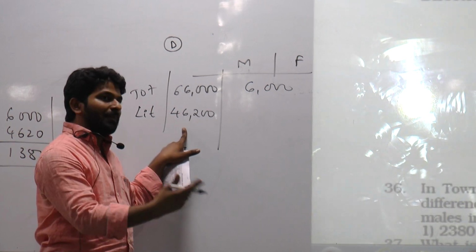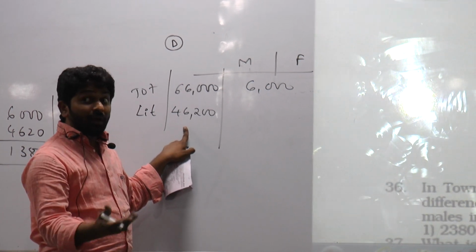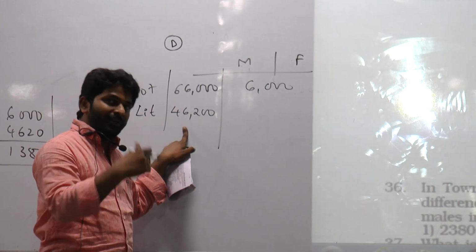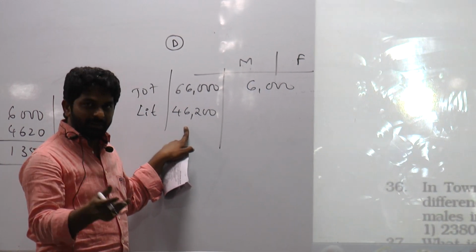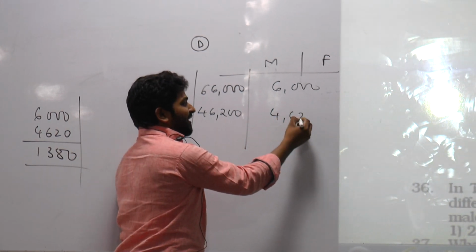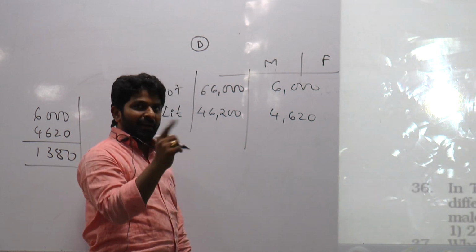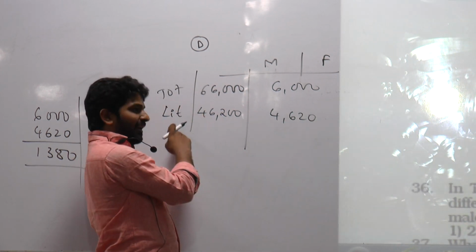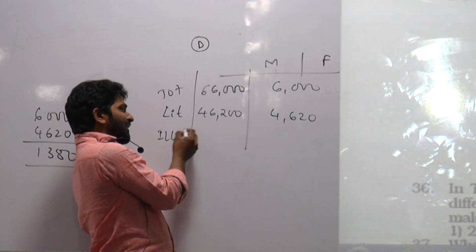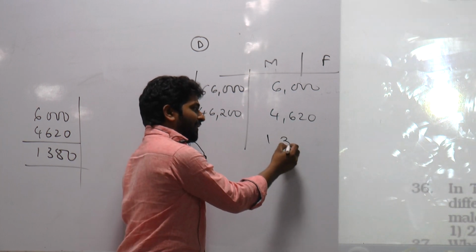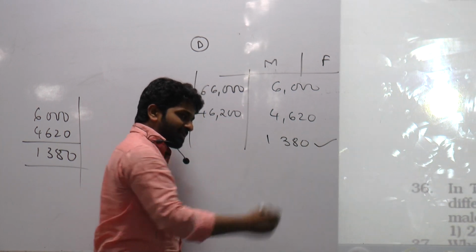Out of 46,200, what percent of this number are female? 55%. Then what about the remaining, who are 45% male? In that case, what is the difference between male and female in terms of percentage? 10%. What is 10% of this number? 4,620. Total difference between male and female is 6,000. Out of 6,000, 4,620 is the literate difference. In that case, illiterate difference should be the difference of these two numbers. How much is that? 1380. This is what you are asked about.